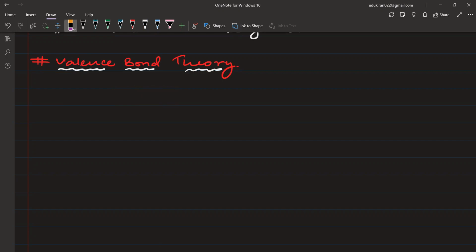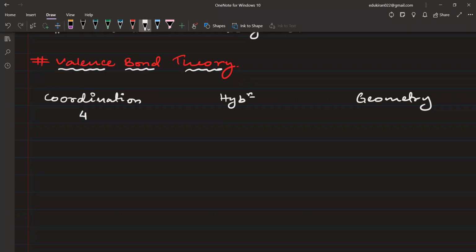The important thing about valence bond theory is a particular table that you have to remember. Small table though. You have to remember the coordination number. It corresponds to certain hybridization, and each hybridization corresponds to certain geometry. Now, if the coordination number is 4, then the hybridization can be either sp3 or dsp2. If it is sp3, it will be tetrahedral. If it is dsp2, it will be square planar.